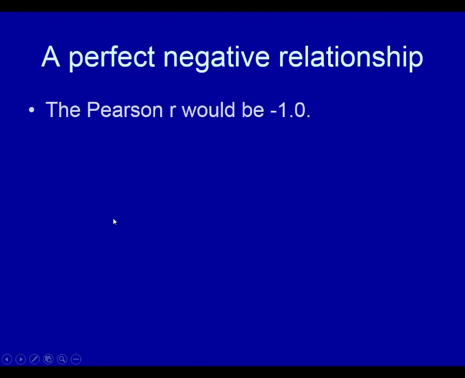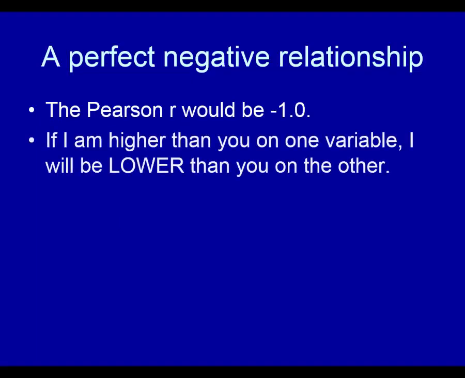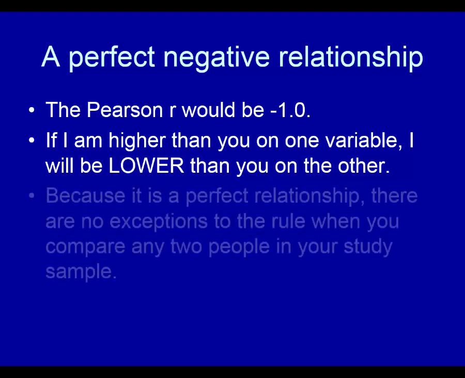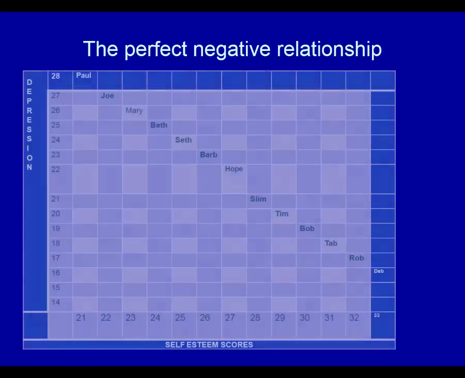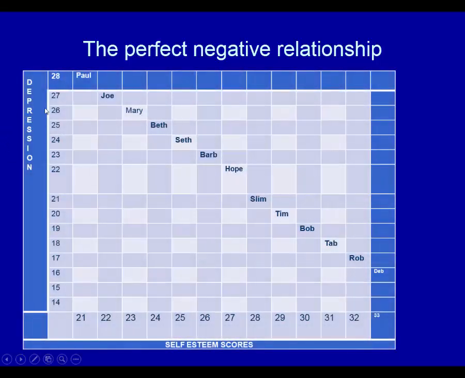A negative relationship that is perfect would be a negative 1.0, minus 1.0. If I am higher than you on one variable, I will be lower than you on the other in this situation. Because it is a perfect relationship, there are no exceptions to the rule when you compare any set of two persons. Here is the perfect negative relationship. As you can see, it goes the opposite, like this.